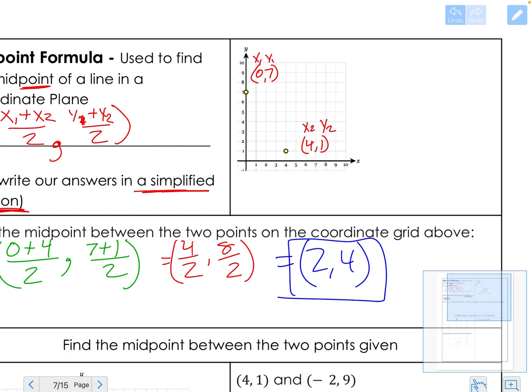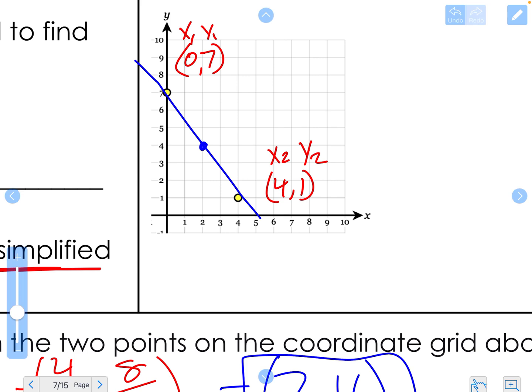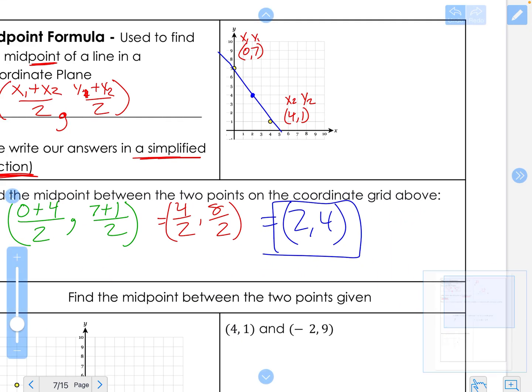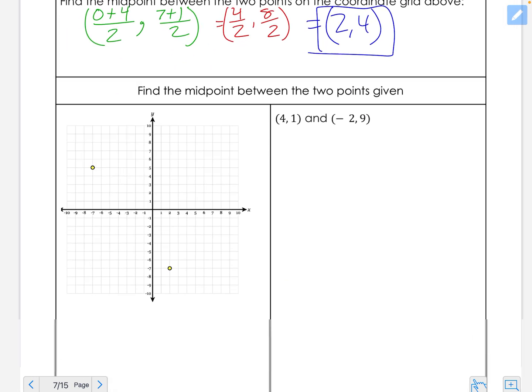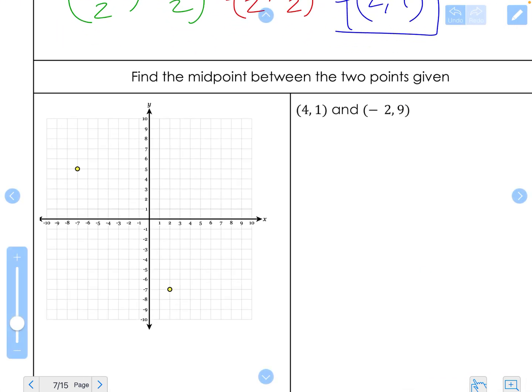We can always check this if we're given a graph. I'm going to go to 2, 4, and if I draw my line, that point should be exactly on that line. If I can draw a straight line, it should be on that line. So I want you to try these two on your own, and check them with the completed notes.